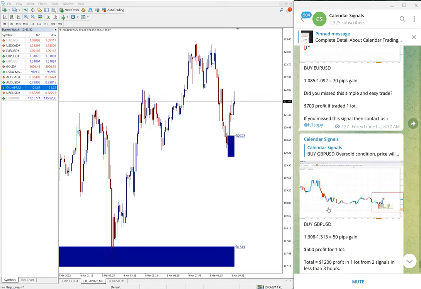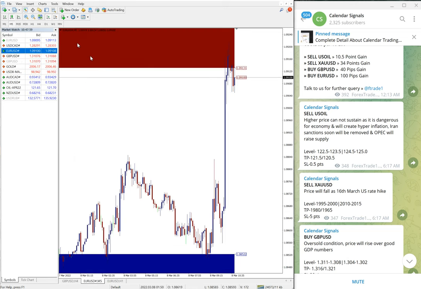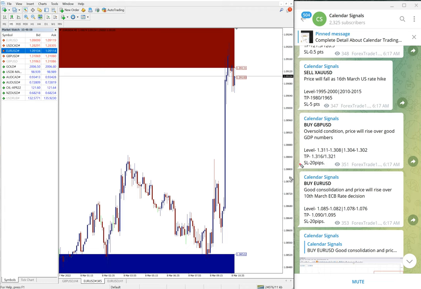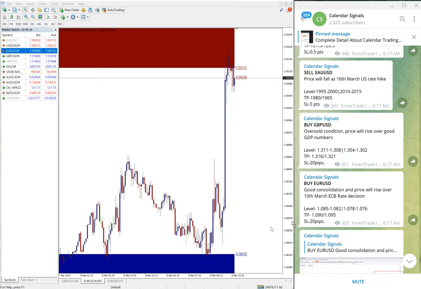Then the next signal performed is EURUSD buy signal. Let me open EURUSD chart here. Here 5 minutes EURUSD chart opened. As you can see here, we have given buy EURUSD and it's clear uptrend, and the market moved as we predicted. EURUSD made 70 pips gain, precisely traded from our level. Target one is 1.090, that already achieved, and the second target is 1.095, that is yet to achieve. The market is clear uptrend now. Hope God willing it will reach the second target, TP2, as well.